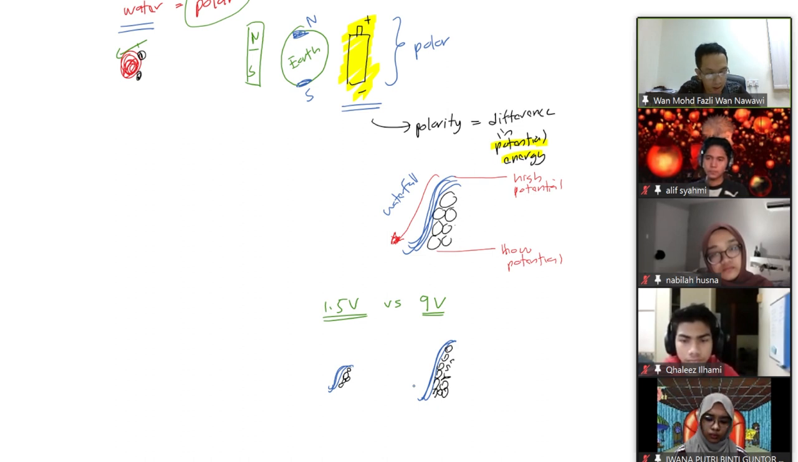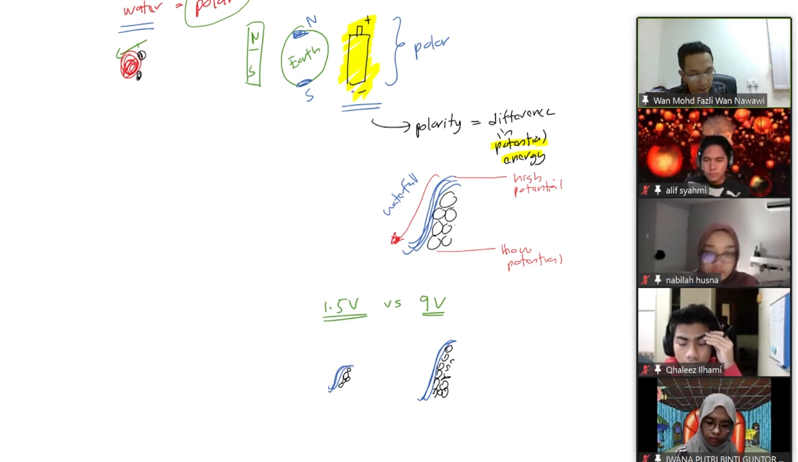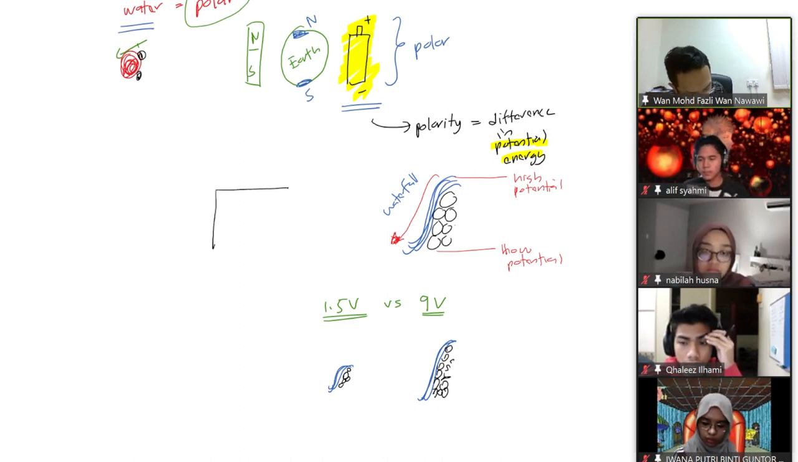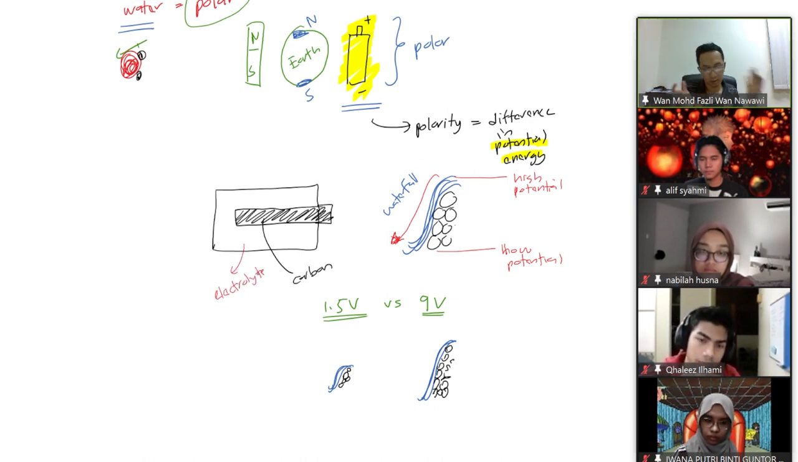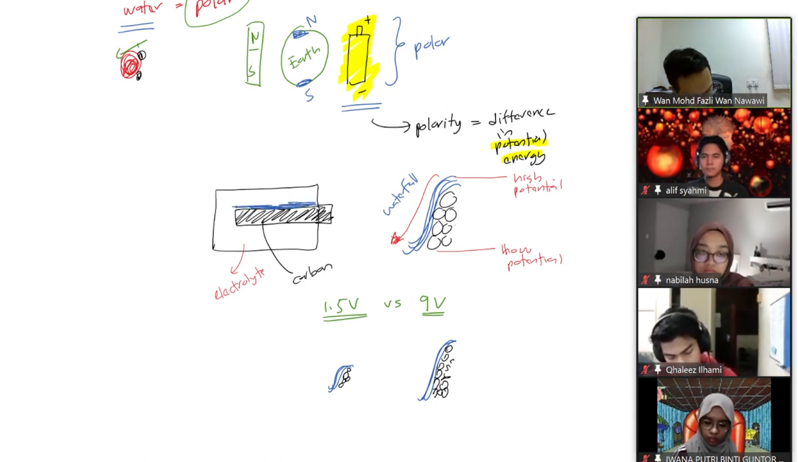Okay, so now, the battery only works when you connect. Because inside the battery, even though they are different in potential energy, this battery is still like that. It doesn't conduct electricity yet. Because let's say I draw the battery here, a carbon zinc battery. You have this carbon, and then maybe some electrolyte. So the potential energy doesn't flow because there is a separator between the carbon and this thing. That's why it doesn't flow when you have the battery.